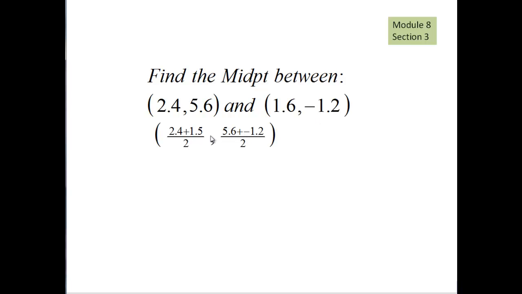I'm going to type these in our calculator. It's going to be 3.9 divided by 2. 4.4 divided by 2. Type this in your calculator. 1.95. Type this in your calculator. 2.2. So that's how you'd find the midpoint.